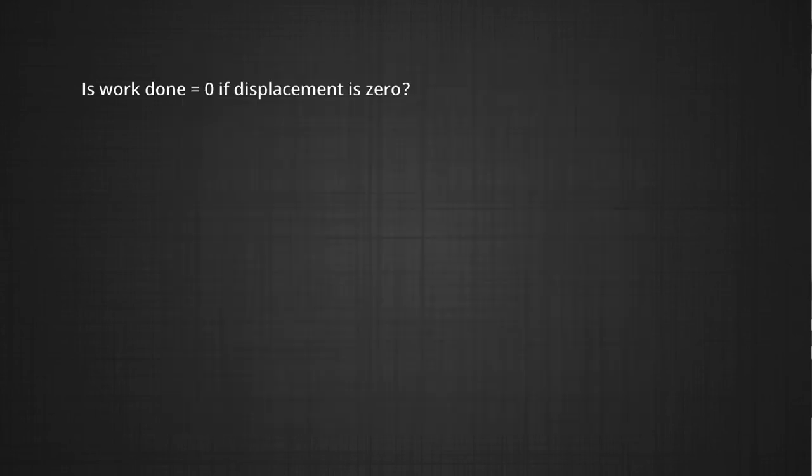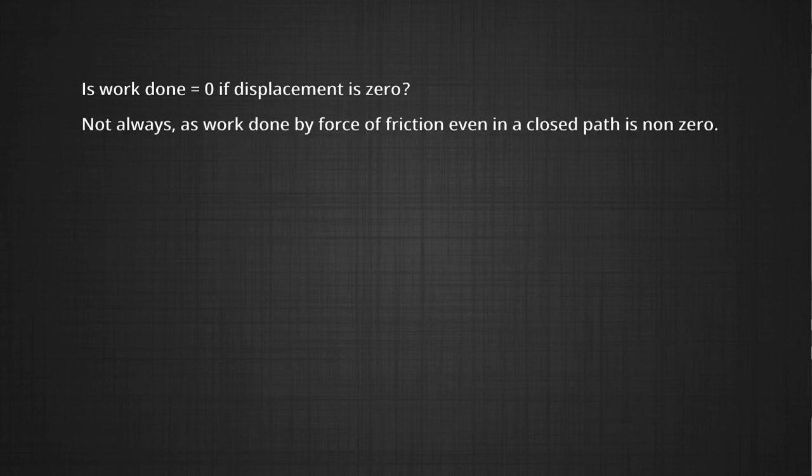Is work done equal to zero if displacement is zero? Not necessarily, especially if there is friction involved. If something goes on any particular surface in a loop and returns back to its original position, though you calculate work in terms of force multiplied by the displacement, this displacement being zero, you still call it zero work done, because some work would be done against the dissipative forces of friction.